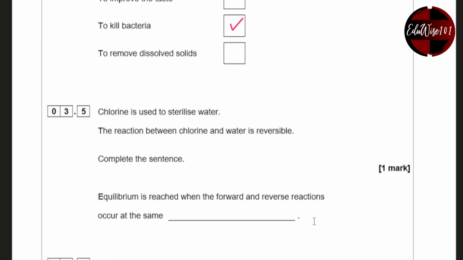Chlorine is used to sterilize water. The reaction between chlorine and water is reversible. Complete the sentence. Equilibrium is reached when the forward and reverse reactions occur at the same rate. Remember, equilibrium in a chemical reaction is usually given by this double-headed arrow. Forward and backward reactions. And when it's occurring at the same rate, then it's at equilibrium.